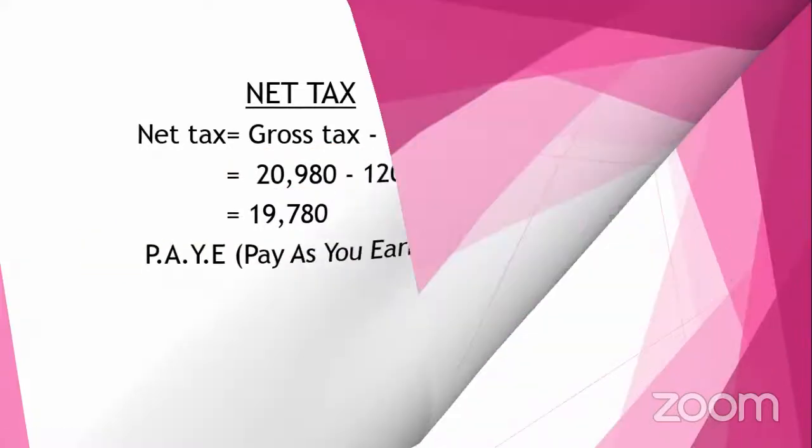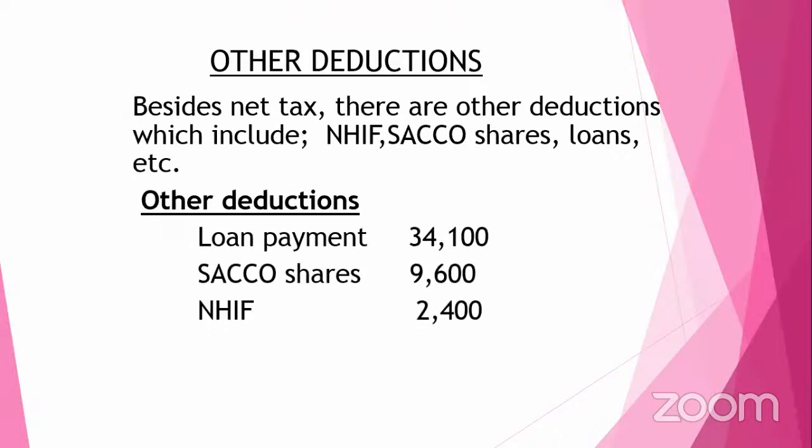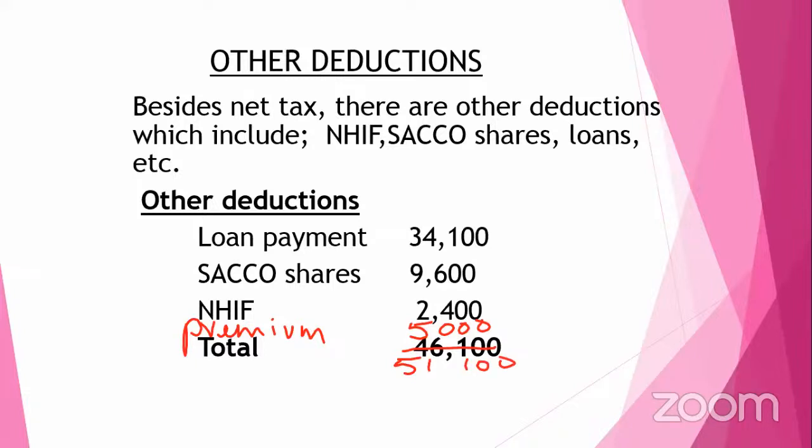We come here. Now we have our pay as you earn. Other deductions. Now, we have agreed that if this was the arrangement, then we are going to add another deduction here called premium, 5,000. So this figure now changes to 51,100 because there is a premium. So all the premium goes to deduction, but the insurance only remains as an insurance relief.